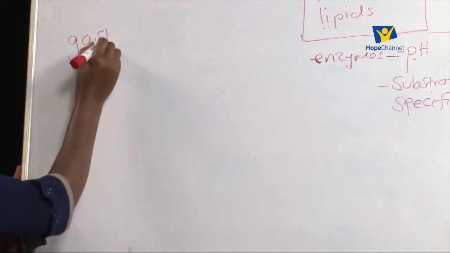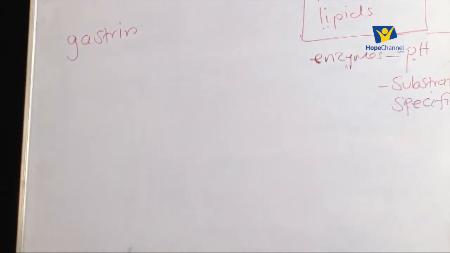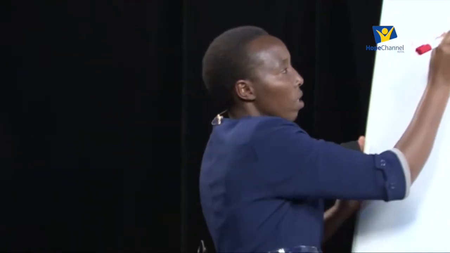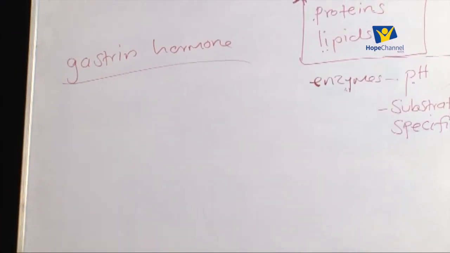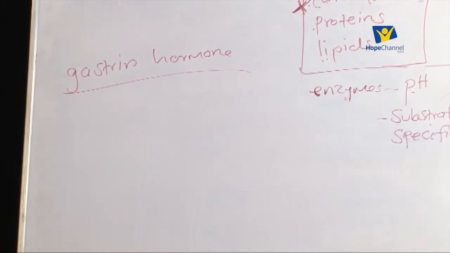Now, what happens in the stomach? Presence of food in the stomach stimulates the stomach walls to release a hormone we call gastrin. So gastrin is a hormone. And I believe we know several functions of hormones. For this, I just want to talk about the gastrin hormone. What is the work of the gastrin hormone?